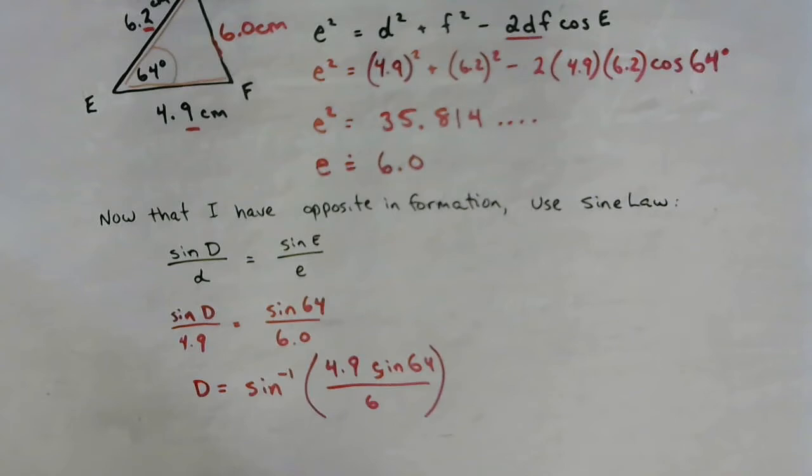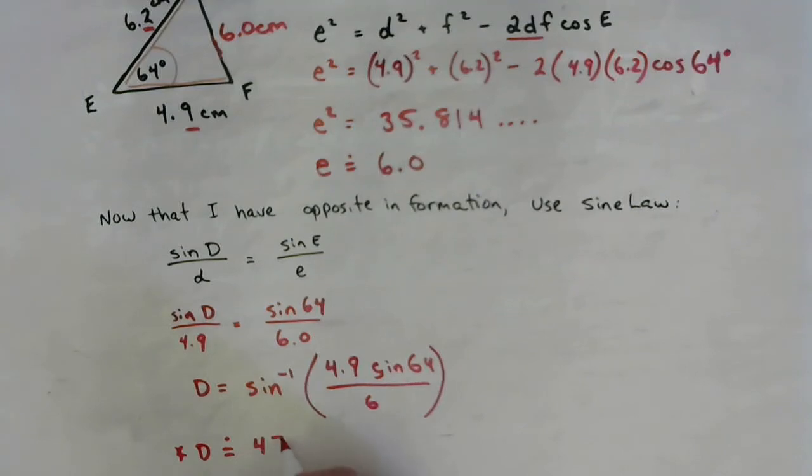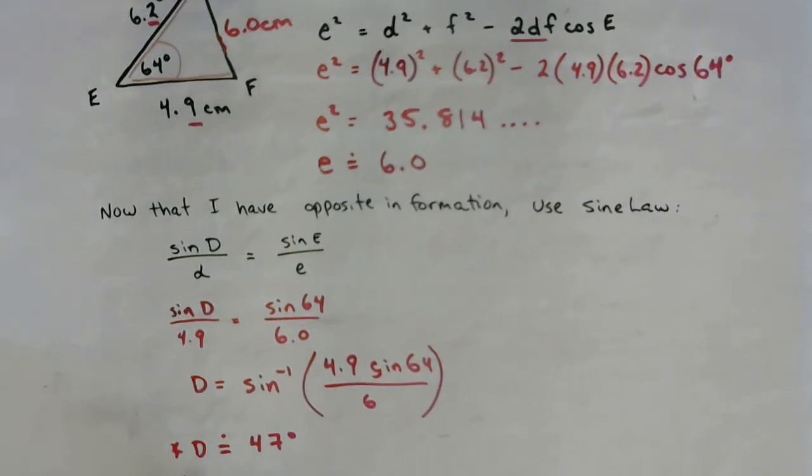And you'll get that angle D measures approximately 47 degrees. You can carefully put this into your calculator just as it's written. You might need 2 sets of brackets to separate this group while keeping the fraction involved in the inverse sine function. Anyway, we got that the angle D is 47 degrees.